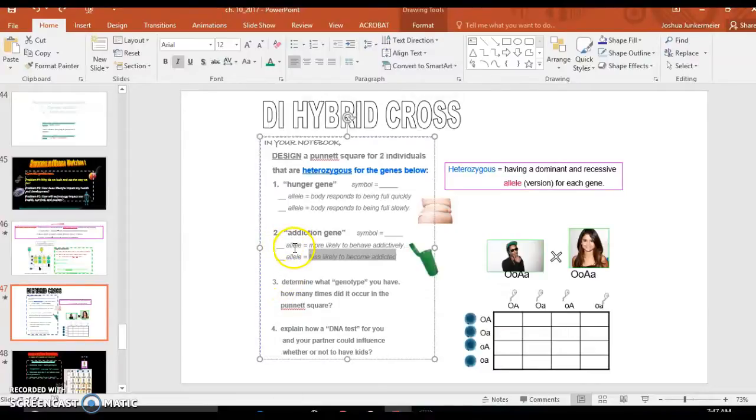And then once you've decided for both the hunger gene and the addiction gene, for each of these genes, you have to decide, what would your genotype be? Now, you may be wondering, well, how many alleles do I need to show for my genotype?